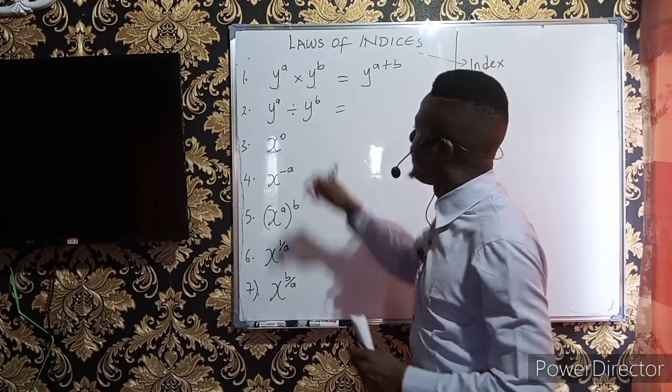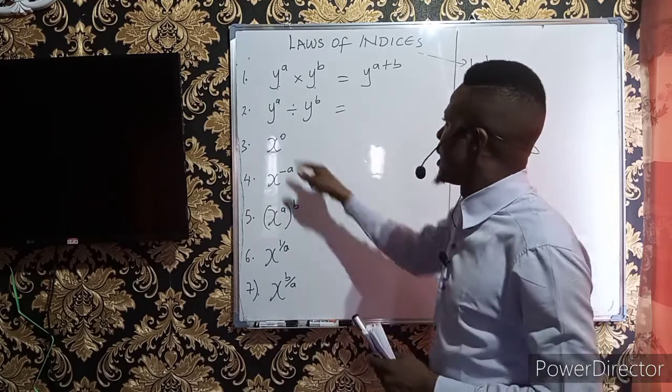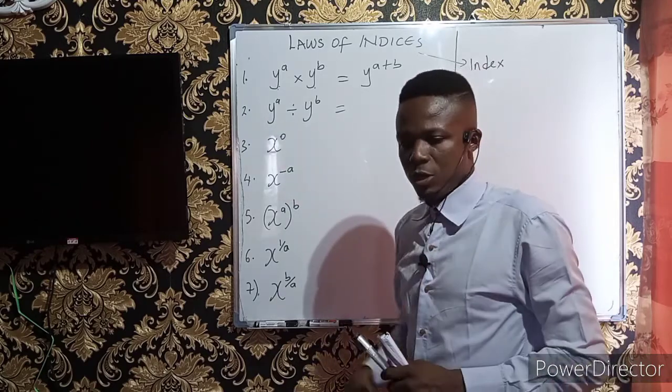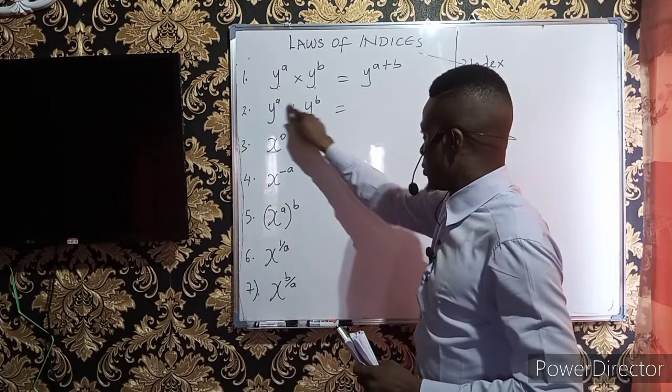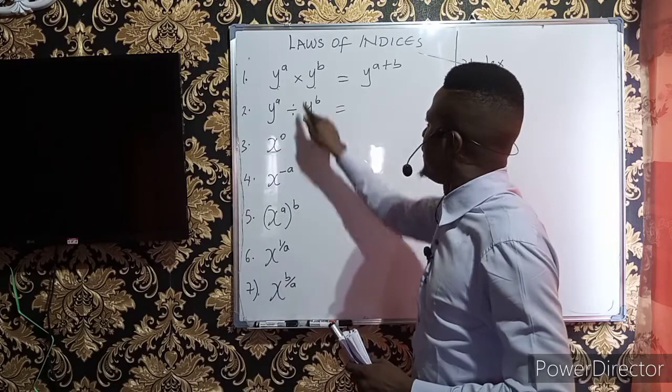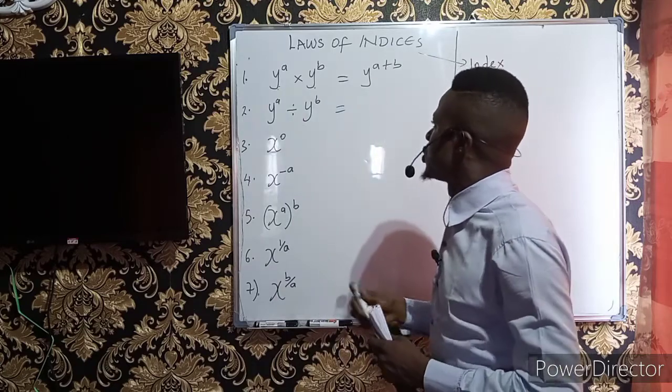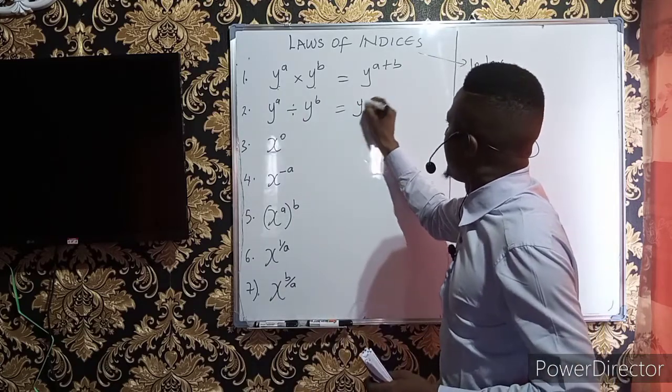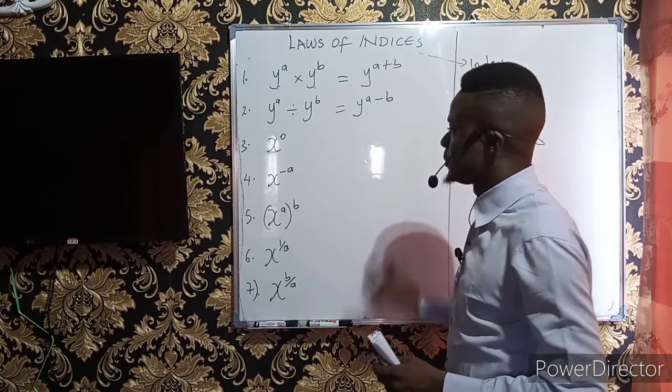Also, the same thing applies to division. When you find out that the bases are the same, you've got the right to subtract the powers. Once you see division, you are subtracting, but if it is multiplication, you are just adding. So here I'm just going to call it y power of a minus b.